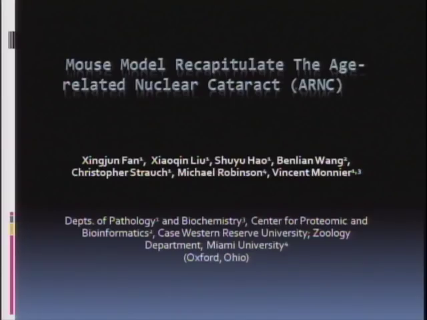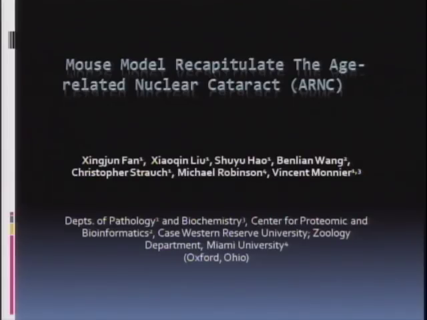It's a pleasure to introduce Dr. Xingjun Fan, who is working with me, and he has played a major role in the generation of several animal models of accelerated aging, and that is what he is going to talk about in reference in particular to the aging of the human lens.